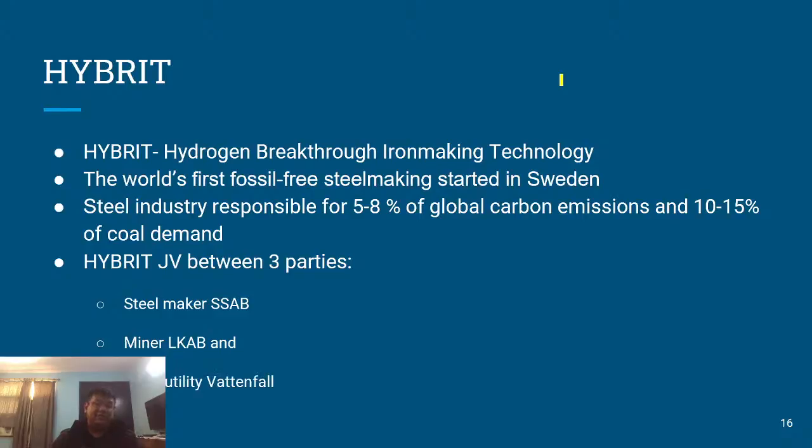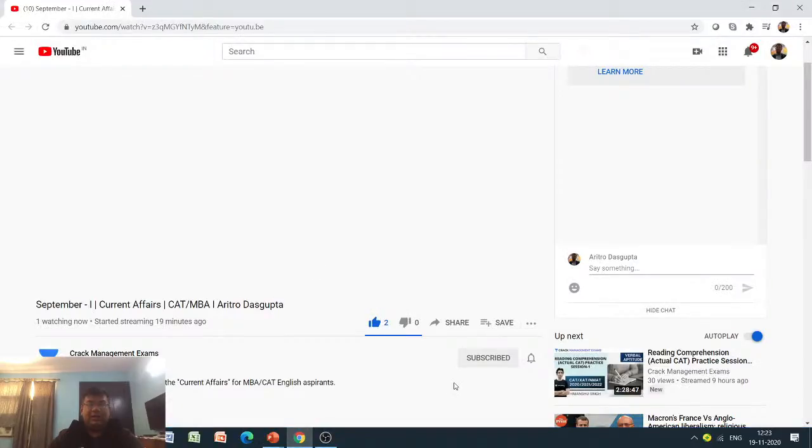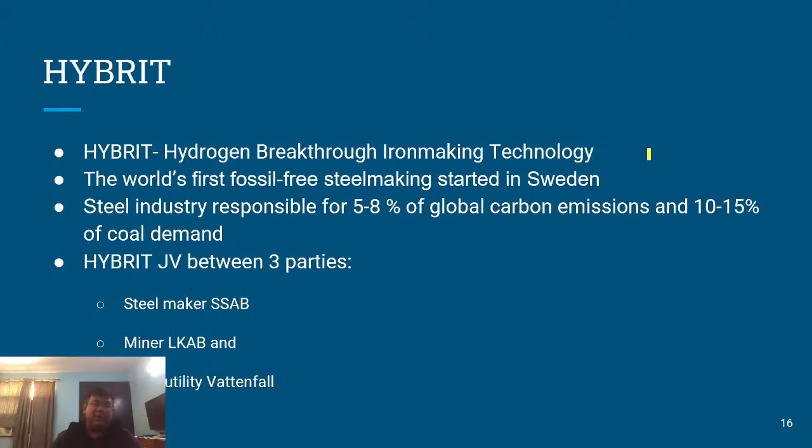Right. So there's a mining company called LKAB, and there's a state utility called Vattenfall. So what exactly is a state utility? Basically, a company owned by the state, and it is actually working on this particular line. So one is a mining company, one is a steel making company, the other is a government company, a utility which basically handles all the transmission and distribution of energy, right?